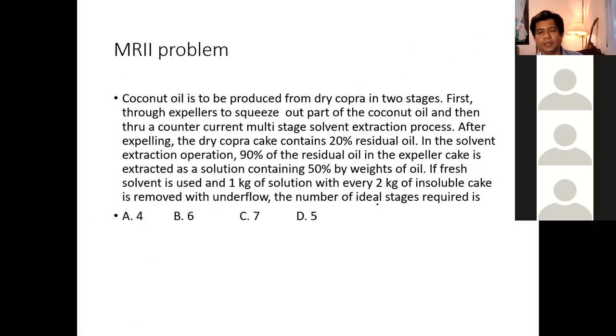Okay, so let's try a problem. So let's try a case 1 problem. This is from the MRI reviewer. So coconut oil is to be produced from dry copra in 2 stages. First, through expellers to squeeze out part of the coconut oil. So pinipiga muna para makuha yung oil. And then through a counter-current multi-stage solvent extraction process. Tapos yung pangalawang stage, leaching. So after expelling, pagkatapos mapiga, the dry copra cake still contains 20% residual oil.